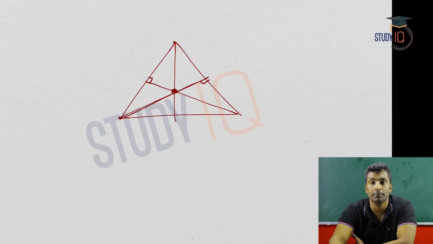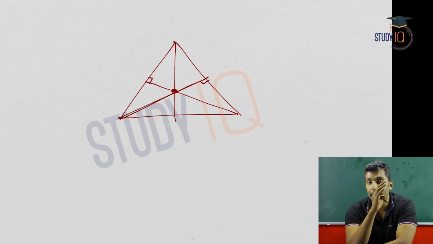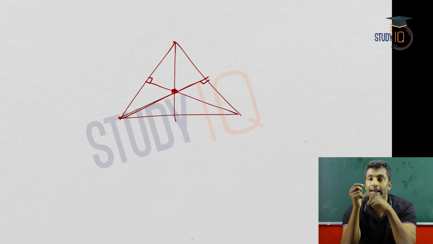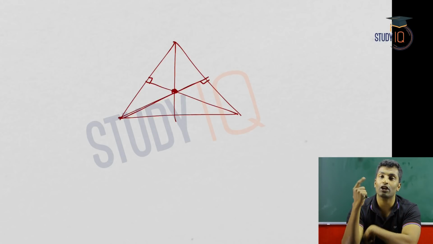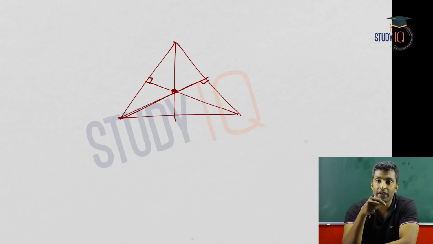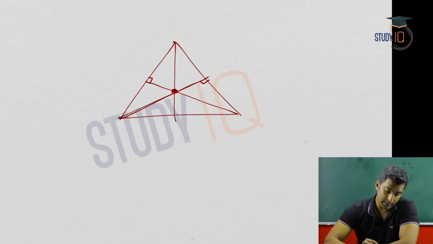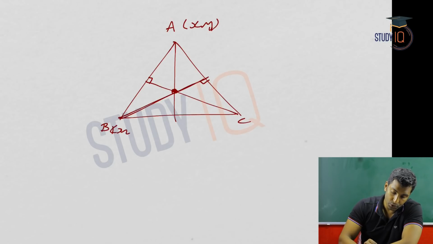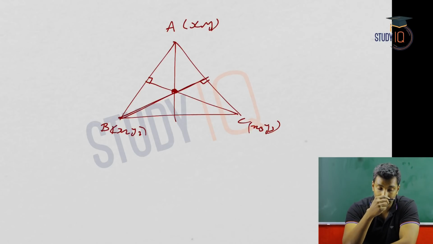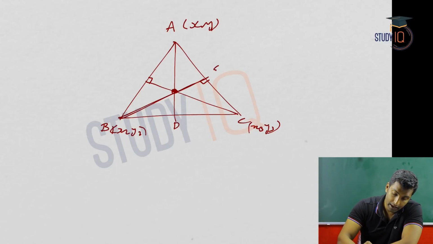I hope you understood this. Now we have seen in case of centroid, the median divides the opposite side in a certain ratio. In case of incenter also, we have seen the internal angle bisector divides the opposite side in some ratio. Here also we need to see the altitude. So this is the altitude, let me mark it as A, B, C. A we know the coordinates x1, y1, B is x2, y2, and C is x3, y3. So you know the coordinates, and you can mark the feet of the altitudes as D, E, F.